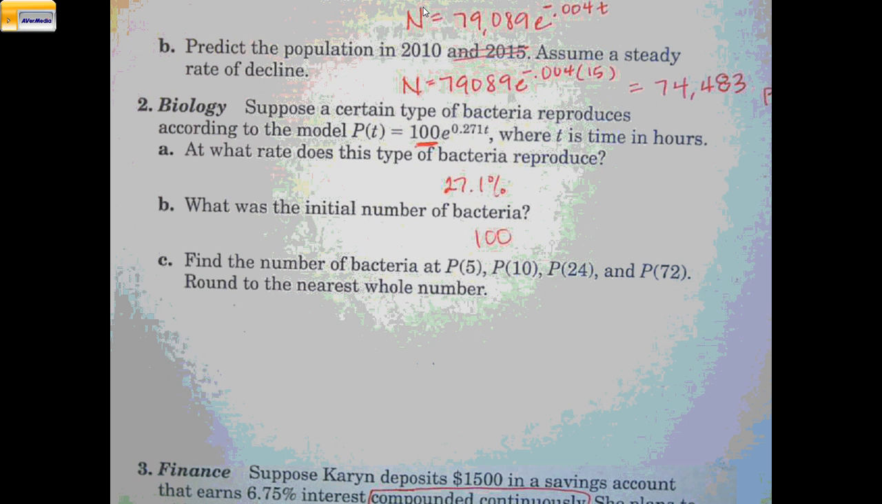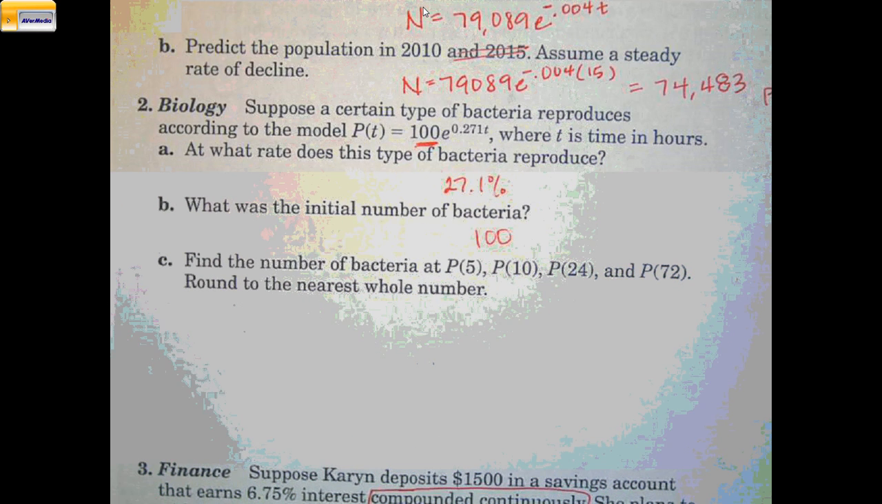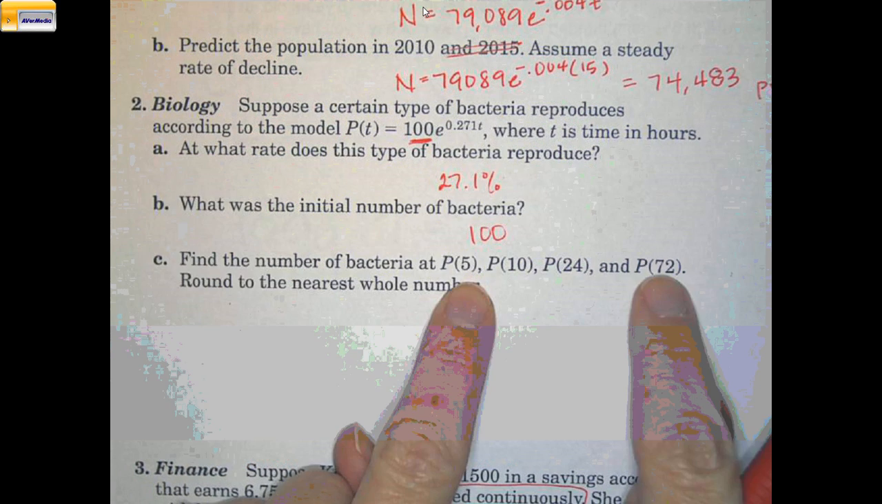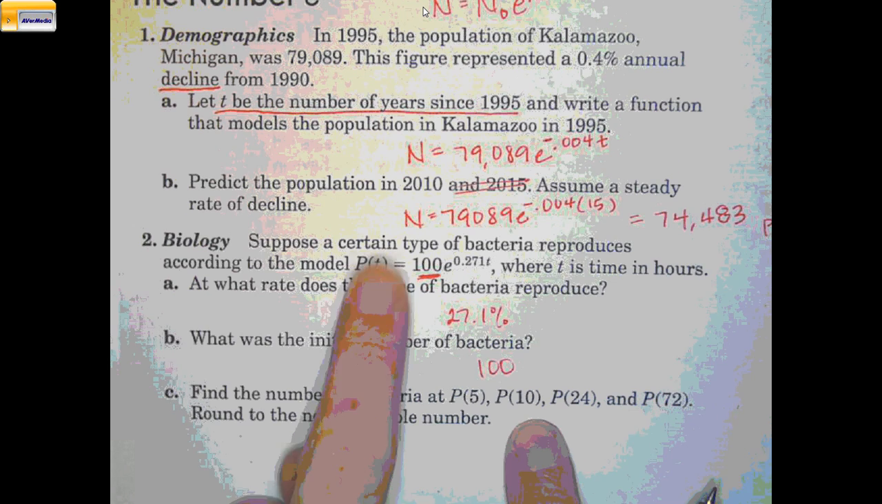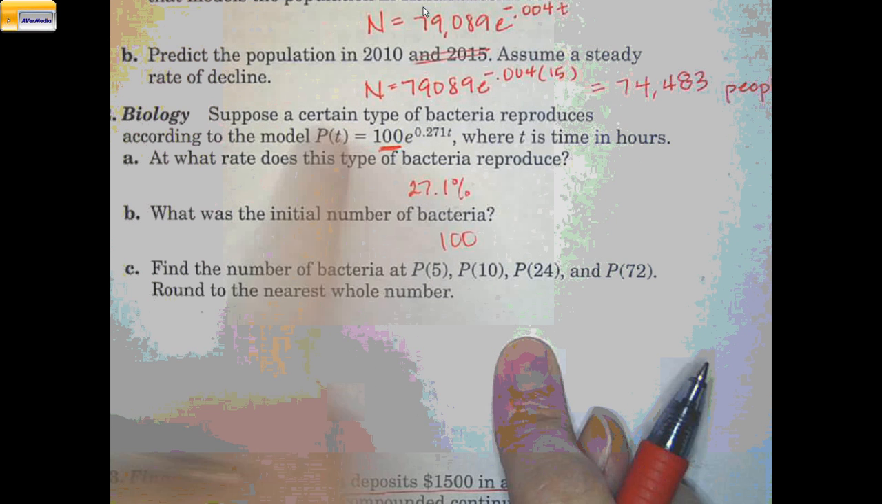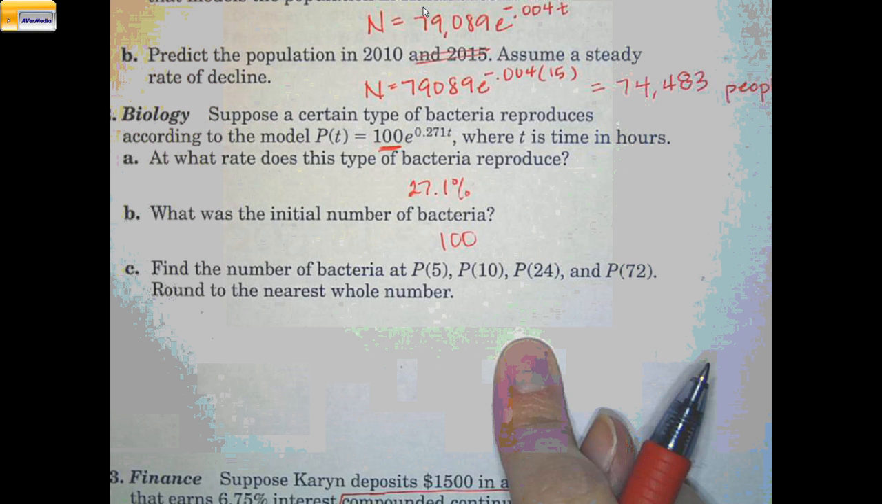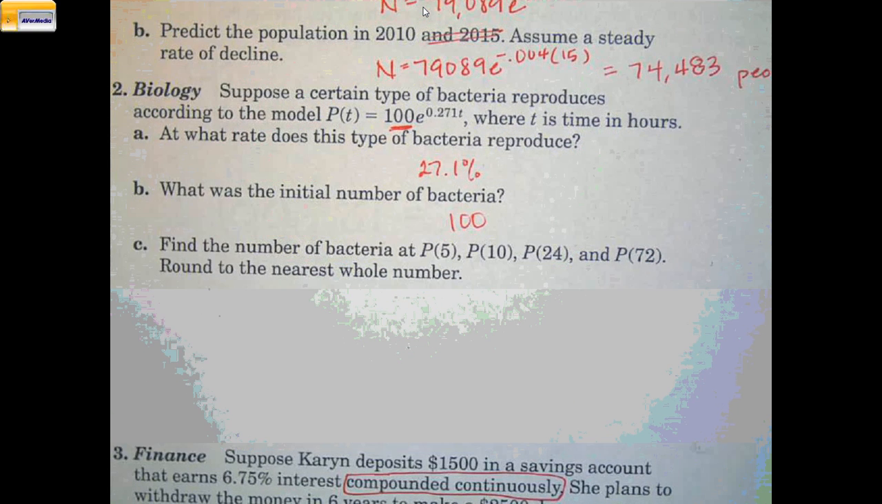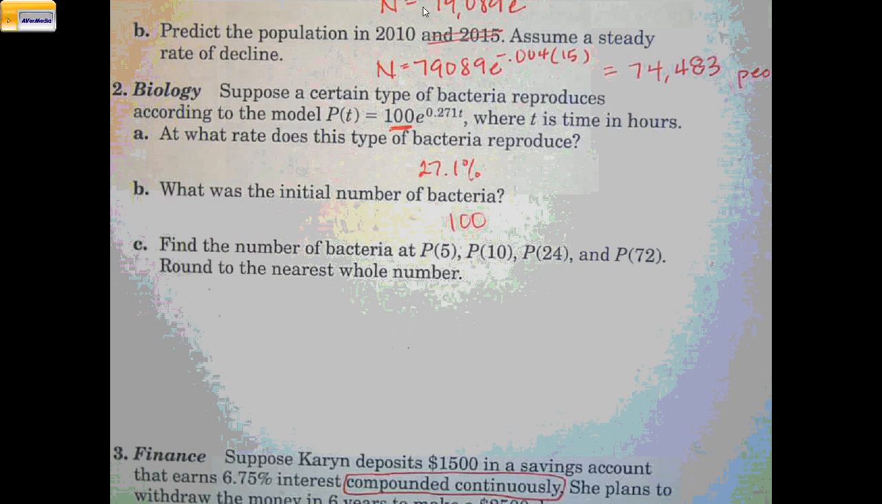Let's read letter C and think about it and make sure you know what it's asking. It says to find the number of bacteria at P at 5, P at 10, P at 24, and P at 72. Very good. Thanks, Ocean. That's perfect. These numbers that are changing are hours. This was P at T. They're saying take T and plug in 5. And then plug in 10 for T, and then 24, and then 72. I'm not going to waste our time typing all that in. I know you guys can type in a calculator. But I just want to make sure you understand that's what it means.